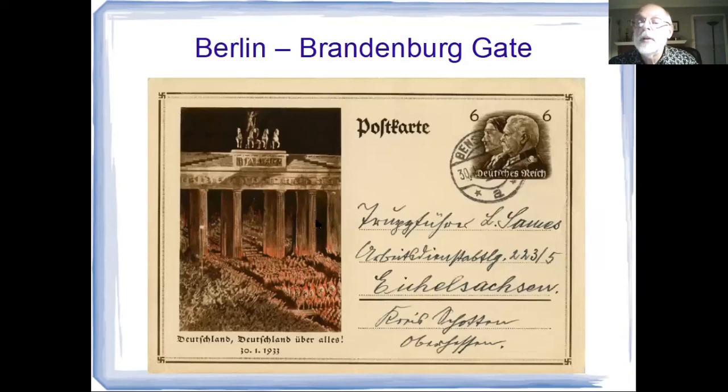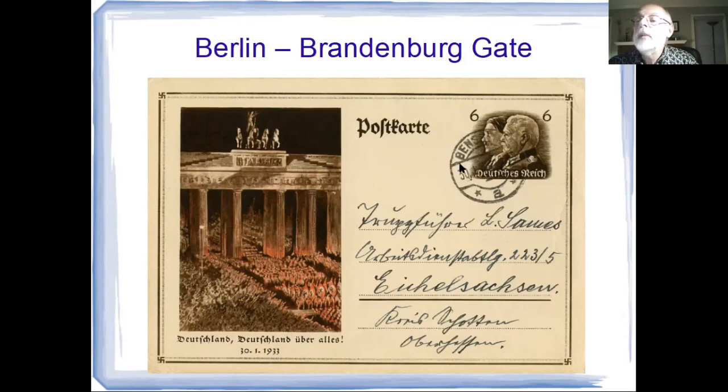Another example of the Brandenburg Gate, in this case, was for propaganda purposes. This was issued way back in 1933, commemorating the ascent of Hitler when he became chancellor. Here's a picture of Hindenburg. He was the president at the time, and he appointed Hitler as chancellor. He was seen as an interim leader, because they couldn't agree on any other party leader.